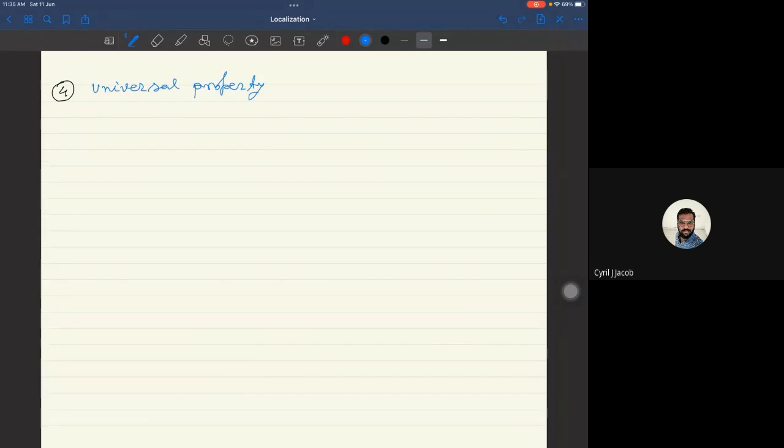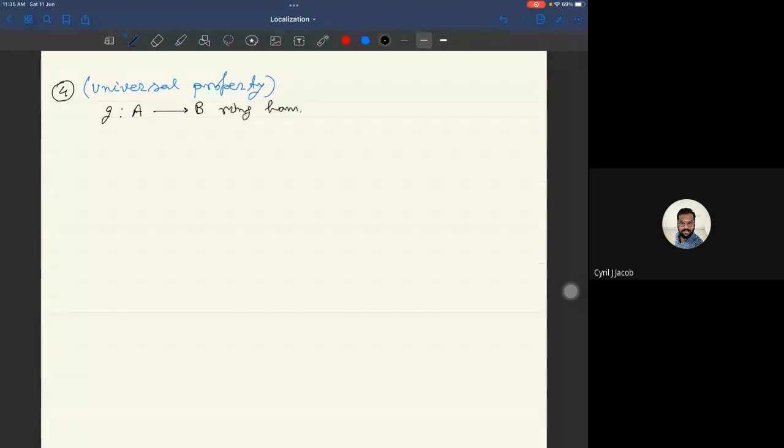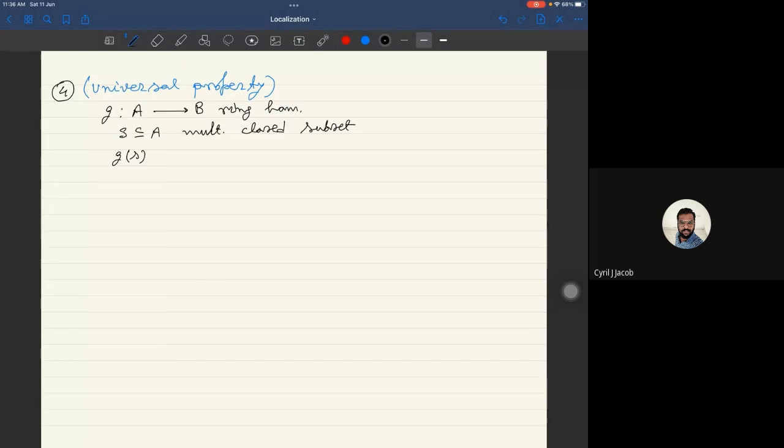Okay, this is the universal property of ring of fractions. You consider two rings A and B. G: A to B is a ring homomorphism, and S is a multiplicatively closed subset, and you have this condition that G of s is a unit for every s belongs to S.